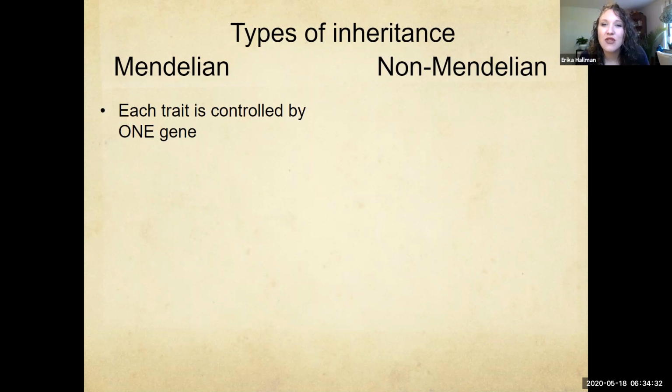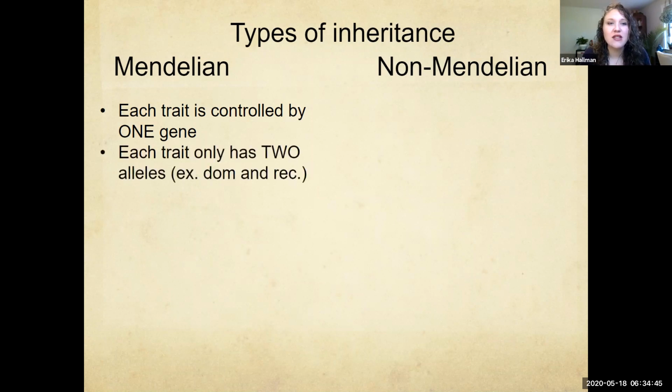All right, so let's compare these two categories, and you can write down main ideas of Mendelian versus non-Mendelian genetics. First of all, in Mendelian genetics, each trait, and remember, a trait is a characteristic, is controlled by one gene. So it's very simple. One gene, one characteristic. In Mendelian genetics, each trait only had 2 alleles. Remember that the vocab term alleles means versions of a trait.